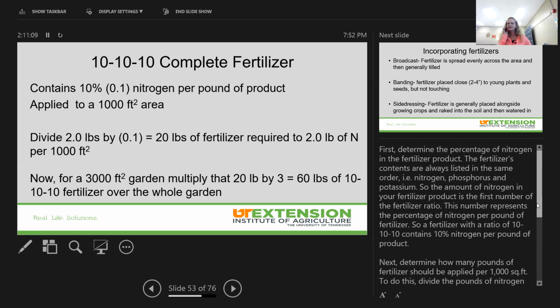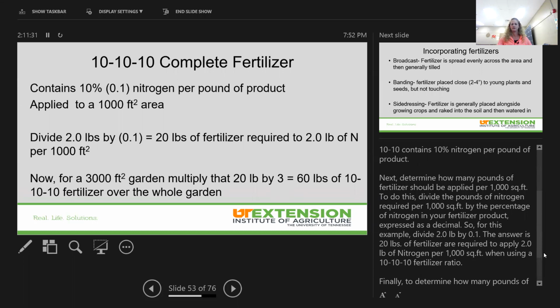The fertilizer's contents are always listed in the same order: nitrogen, phosphorus, and potassium. So the amount of nitrogen in your fertilizer product is the first number. And this number represents the percentage of nitrogen per pound of fertilizer. So fertilizer with a ratio of 10-10-10 contains 10% nitrogen per pound of product.